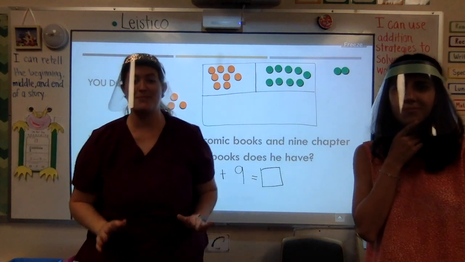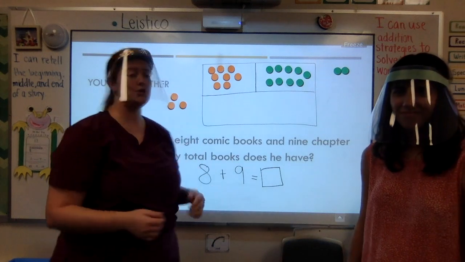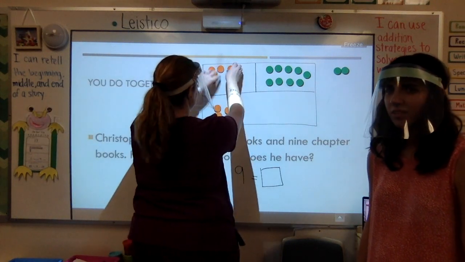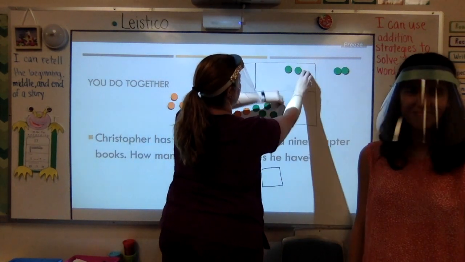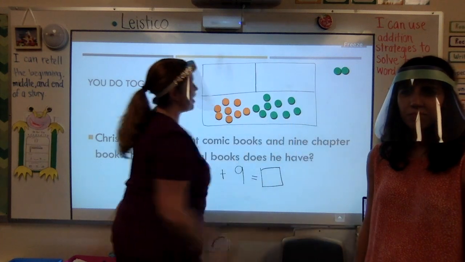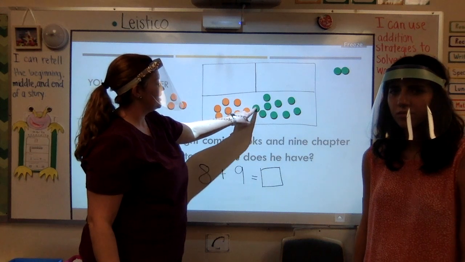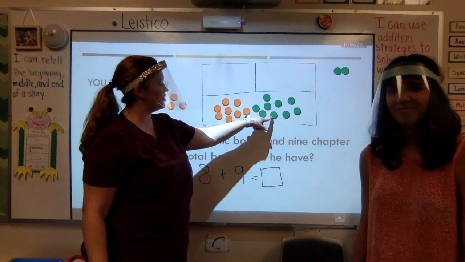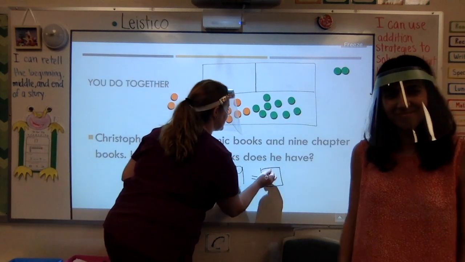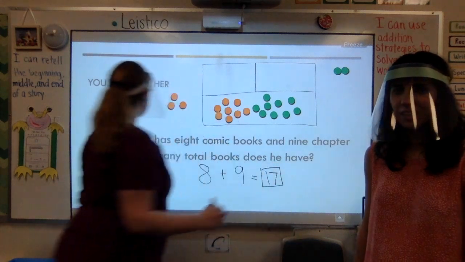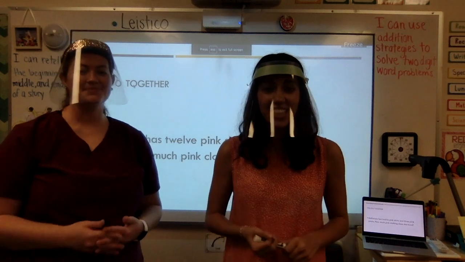Okay, now I remember with my part whole mat, I need to bring both parts together into the whole. So I'm just going to bring them right down here. And I can clearly see, since I used 2 different colors, what both of my parts were. Now I'm going to count it all together. I know this first part is 8, 9, 10, 11, 12, 13, 14, 15, 16, 17. So all together, Christopher has 17 books.